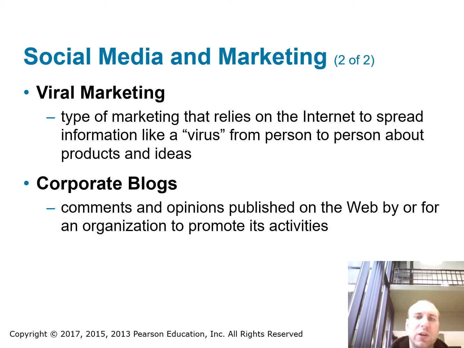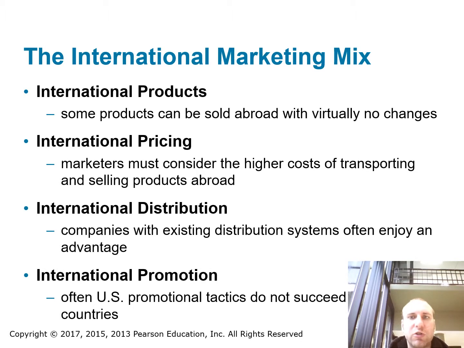Viral marketing is a type of marketing that relies on the internet to spread information like a virus from person to person about products and ideas. Corporate blogs, comments and opinions published on the web by or for an organization to promote its activities. The international marketing mix. International products. Some products can be sold abroad with virtually no changes. One of them might be Coca-Cola.